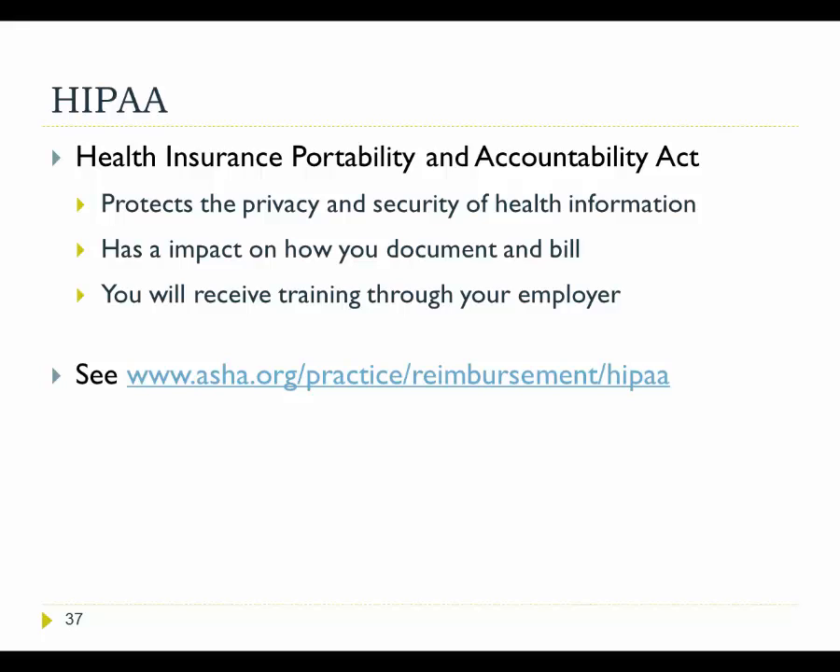Last but not least, the Health Insurance Portability and Accountability Act, or HIPAA. HIPAA protects the privacy and security of health information. It also establishes the recognized code sets for reporting diagnoses and procedures. It has an impact on how you document and bill. If you become employed in a healthcare facility, you will receive training through your employer. More information is available on the ASHA Reimbursement website.